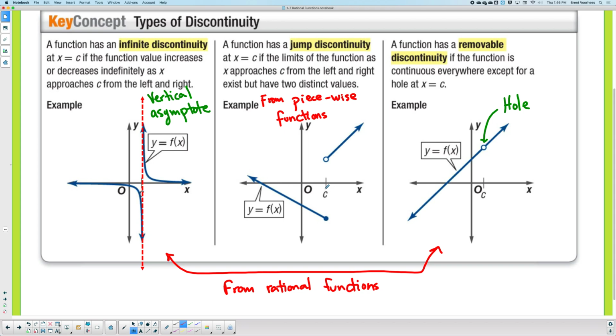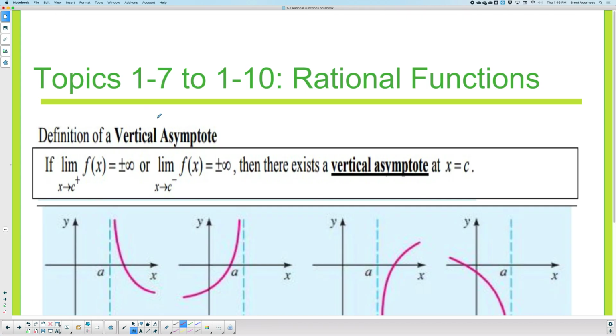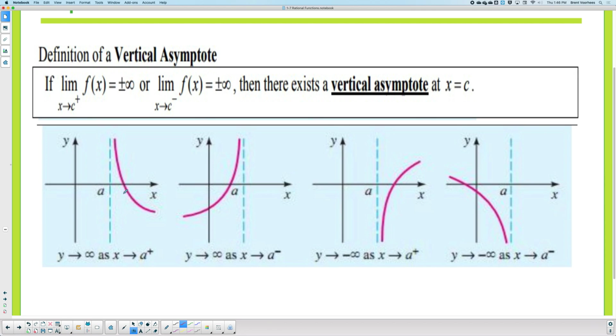Okay, so now to talk a little bit more in depth about the asymptotes. We will have vertical asymptotes. We'll also have horizontal asymptotes. The next slide is just going to tell you about the vertical asymptotes. This one explains if you have a vertical asymptote, as the x values approach some value, the y's will either approach positive or negative infinity.